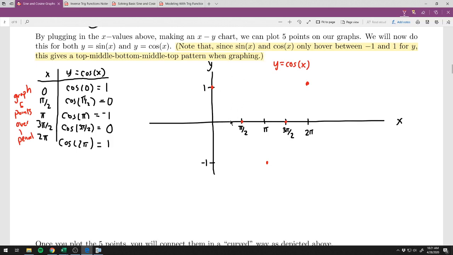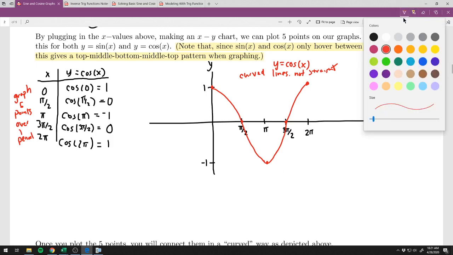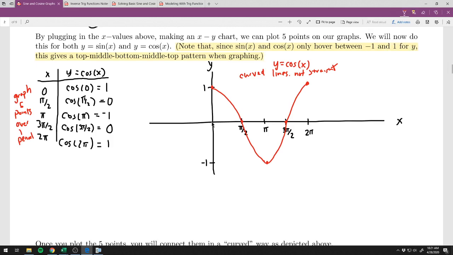All right, so the way we connect the graph, it's not a straight line, it's a curved line. It's going to look like a wave. And the main thing I want you to realize here is when we graph sine and cosine, I'm not asking for art skills, but I don't want to see just straight lines connecting these. It's got to be curved. That's very, very important. So you should know what the absolute value graph looks like. It looks like a V shape. This is not making a V shape. This is a curved shape. But this is the graph of cosine of x over our one period from 0 to 2 pi.